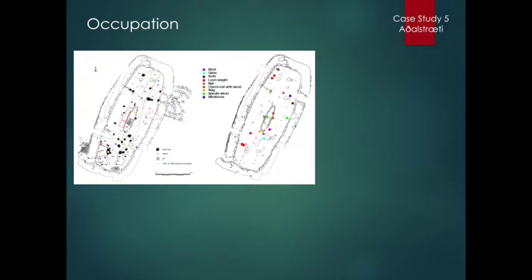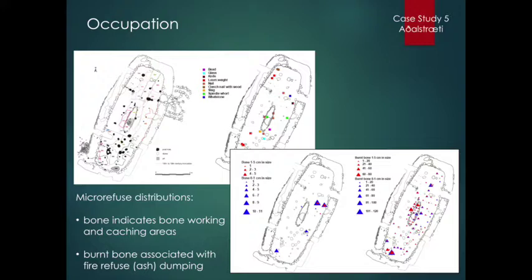But you can see that there's lots of post-hole alignments, areas where probably a central post was being repositioned again and again, rebuilt and repaired over time. And so what can we make of this? Well, we used a number of different methods to try to tease out more information about different activity areas around the house. One was micro-refuse analysis. So this is the use of microscopic artifacts and bone fragments.